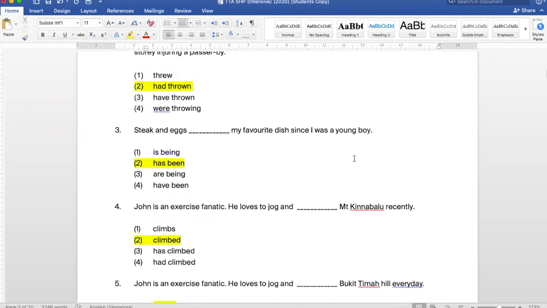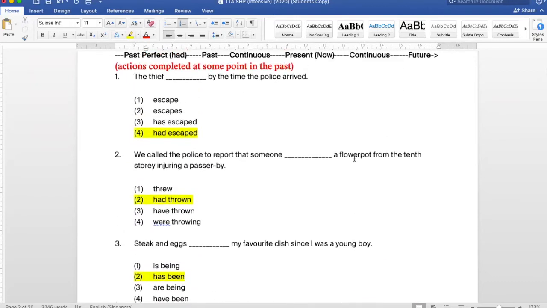Did everybody get this correct? If not, I will explain. Just chat into the box and let me know if you got any of these questions wrong. No? Oh, wow, very good. Everybody got it all.